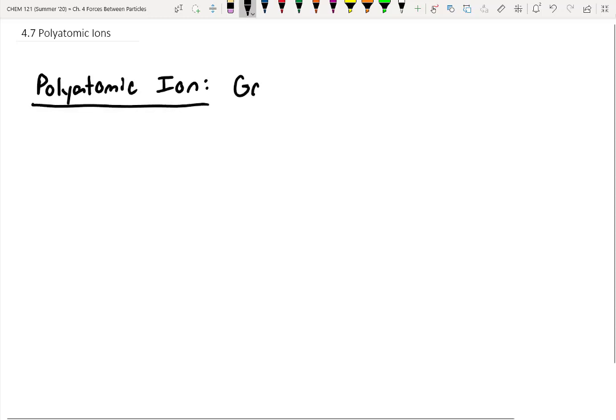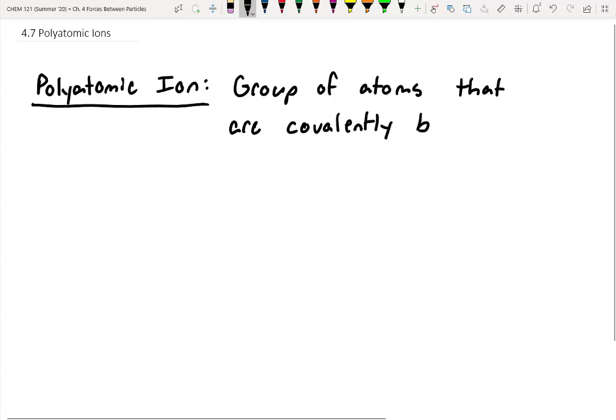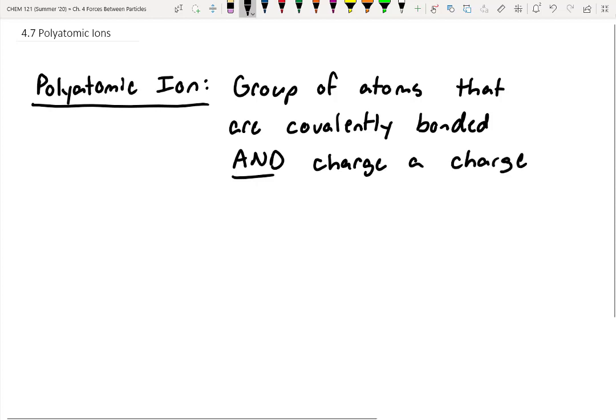It's a group of atoms, meaning two or more, that are covalently bonded and carry a charge. So it's a little bit weird to think about, right? It has the characteristics of covalent bonds, meaning there's sharing of electrons going on between two atoms, but there's a charge within the group, meaning it is an ion as well. So let's take a look at some examples here.